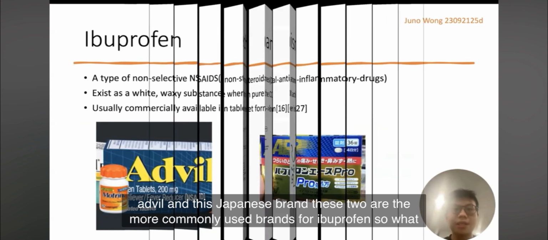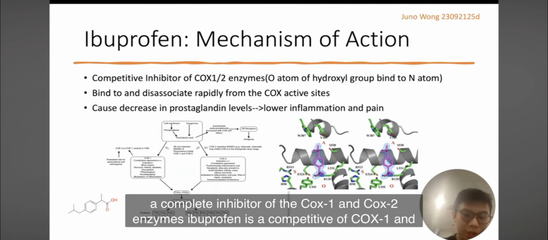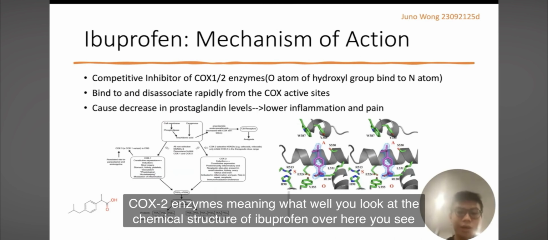So what exactly is the mechanism of action behind ibuprofen now? Ibuprofen, unlike aspirin, which is an irreversible inhibitor of the COX-1 and COX-2 enzymes, is a competitive inhibitor of the COX-1 and COX-2 enzymes, meaning what? Well, look at the chemical structure of ibuprofen over here.